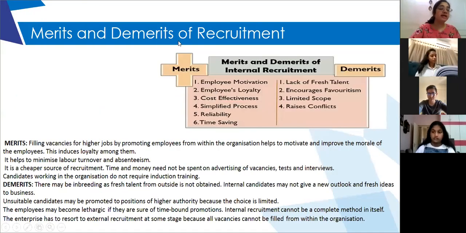Now we come to the merits and demerits of internal recruitment. Okay, let's look at them. Number one, filling vacancies for higher jobs by promoting employees from within the organization is a good practice because you're motivating and improving the morale of the employees. If a person has joined a big brand today, a good organization, and in the organization over the years you're constantly getting promoted, it will induce a loyalty in you that, okay, they are taking care of my work.